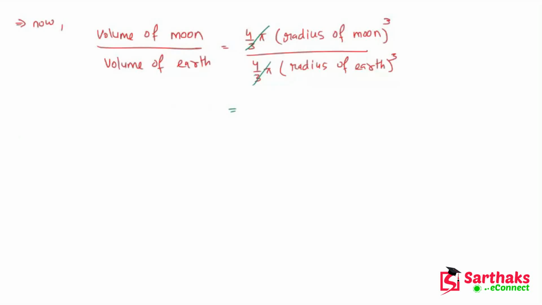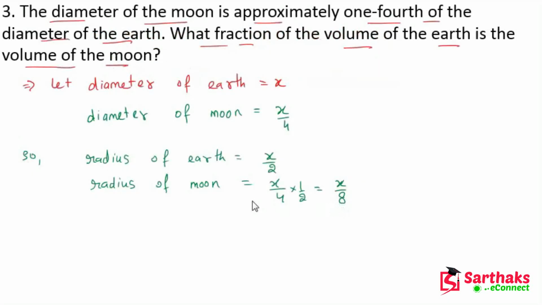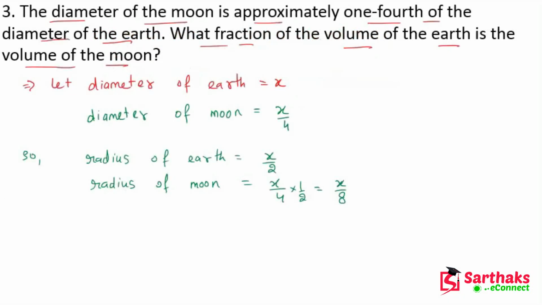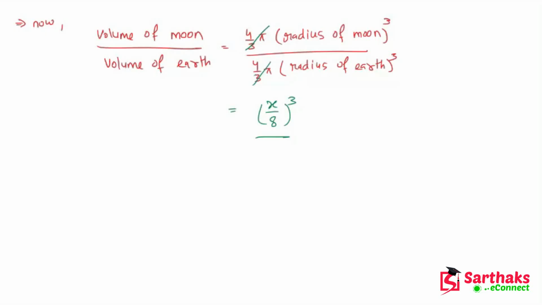We know that radius of moon is x upon 8. So this is x upon 8 whole cube divided by radius of earth, which is x upon 2, whole cube. So this is equal to, my dear friends, x cube upon 8 cube into 2 cube upon x cube. So this x cube and this x cube will be cancelled.